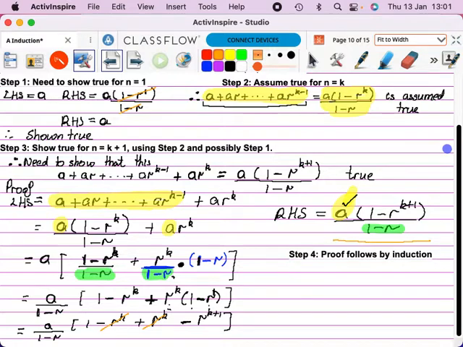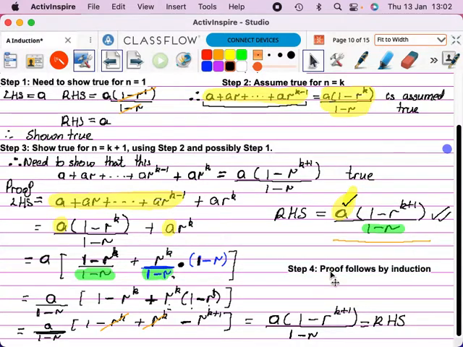So I'll just do a little neat tidying up line. So I've got A, open bracket, 1 minus R to the power of K plus 1, close bracket, all over 1 minus R. And now I'm going to slide that 1 minus R back into the middle again. I can clearly see that that is identical to the right-hand side. So I can now say it's identical to the right-hand side, and therefore my proof follows by induction. Step 4, my proof follows by induction.